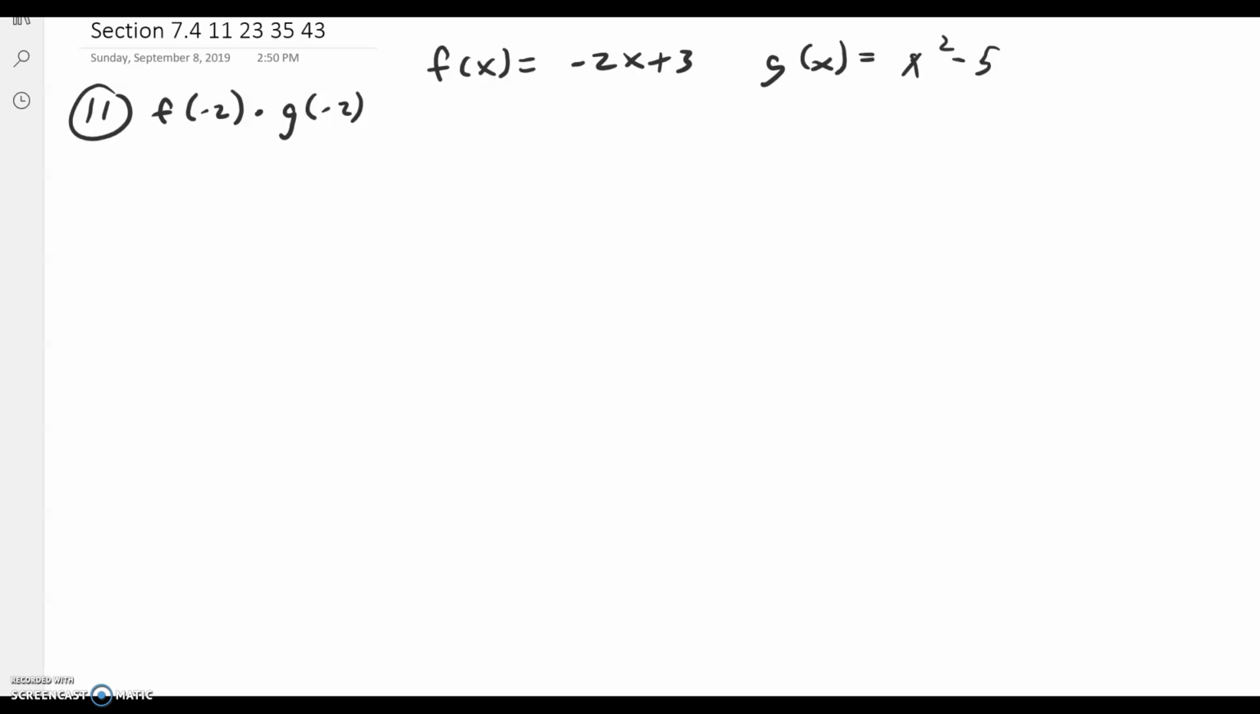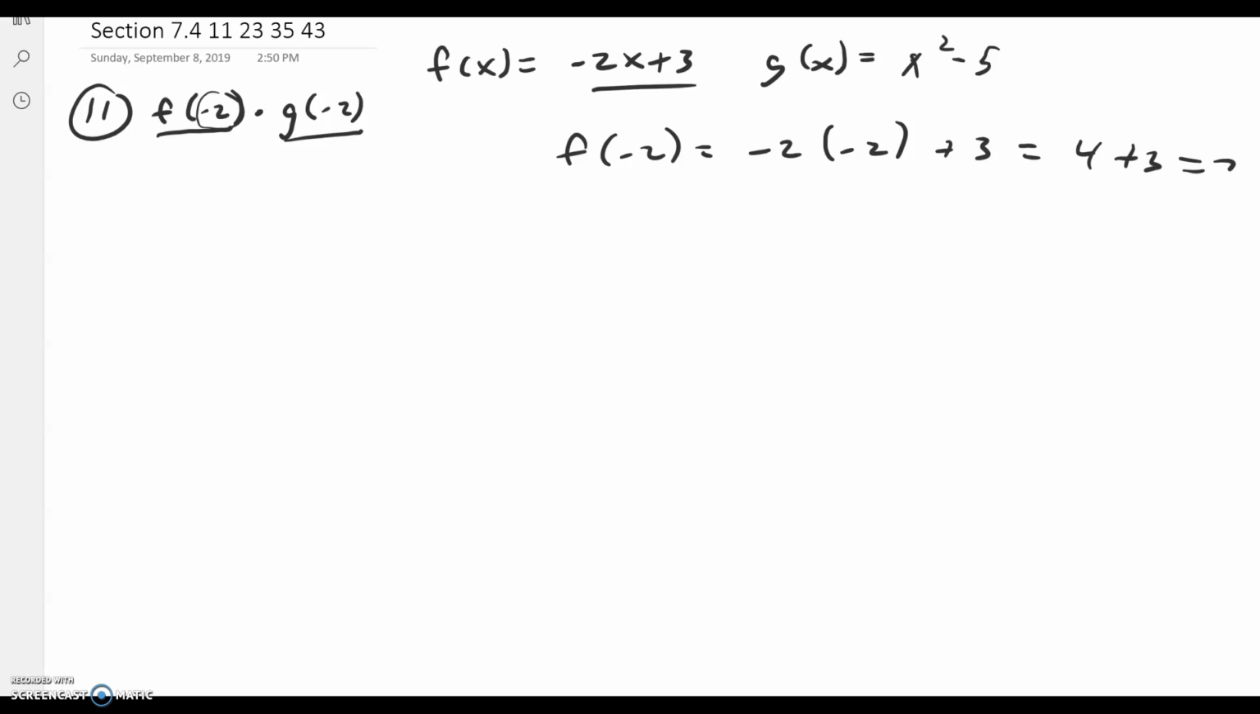In problem 11, we're being asked to calculate the function f evaluated with an input of -2, evaluate the function g when we input a -2, and then take those two numbers and multiply them together. So let's work on f evaluated at -2 first. That means take this function and input an x equals -2 and calculate.